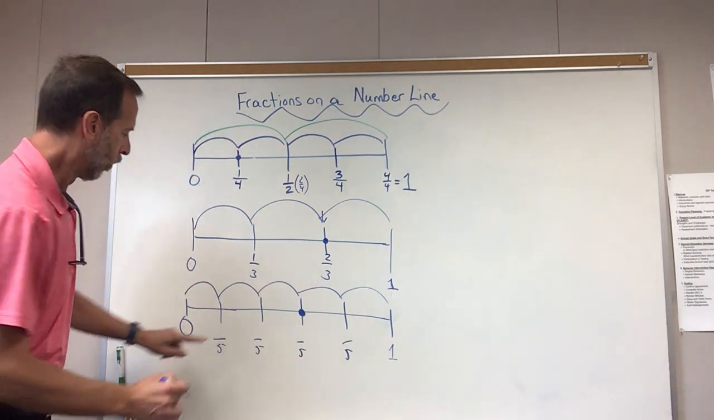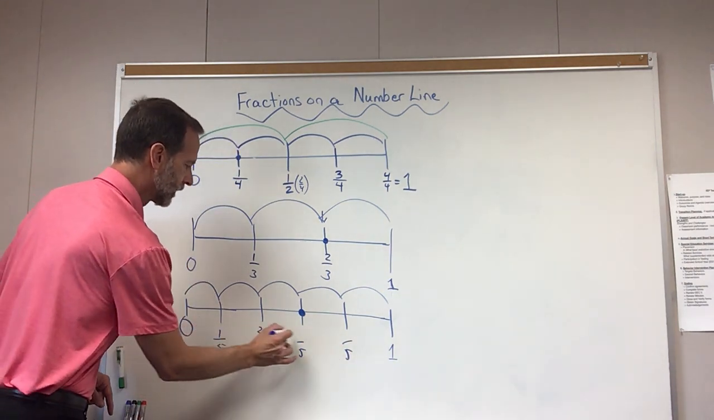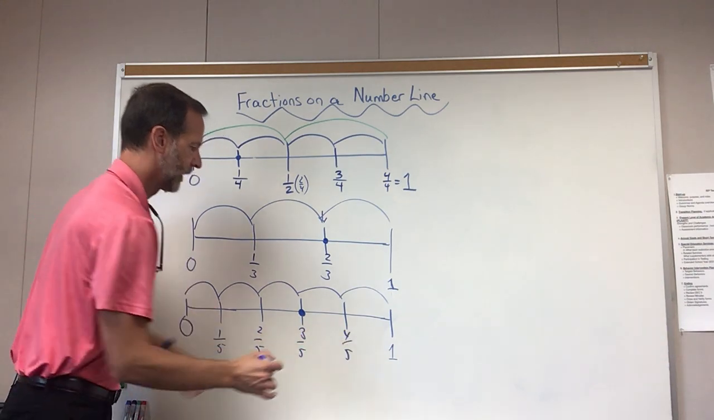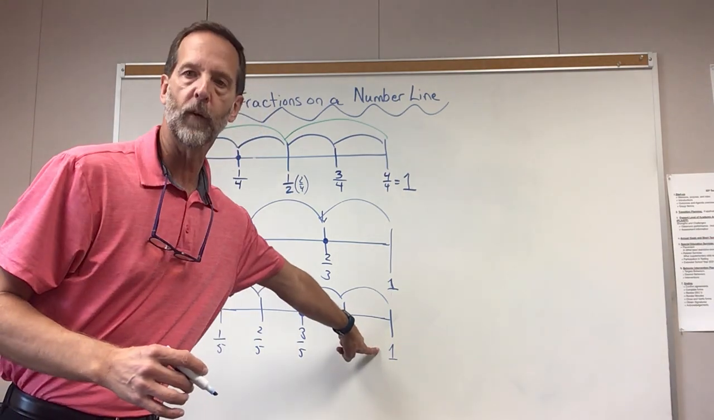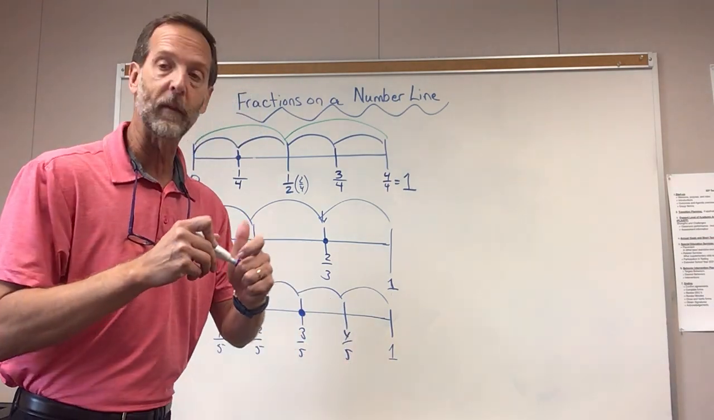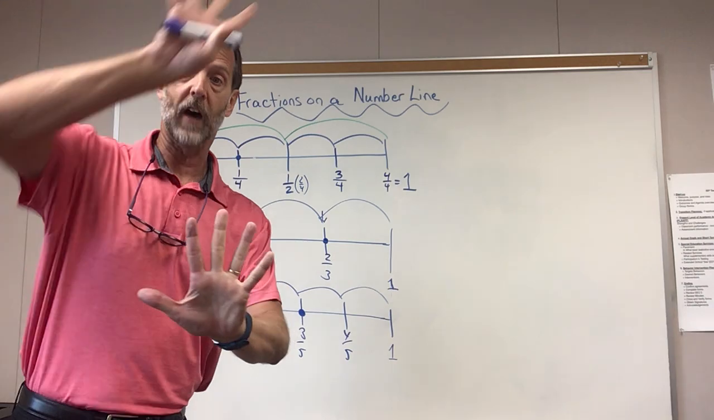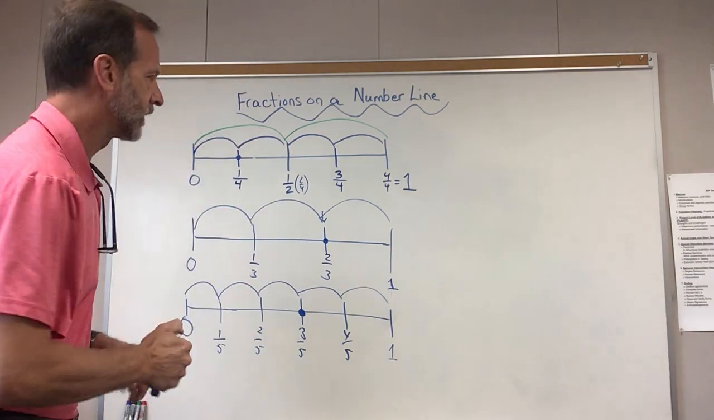This would be 1/5, 2/5, 3/5, 4/5. So my point is at 3/5. What would be down here for 1? If it's in fifths, how many fifths make 1? 5/5, right? Same numerator and denominator.